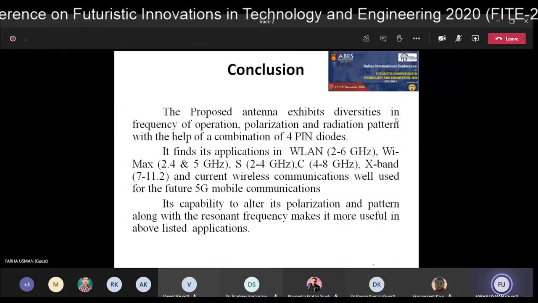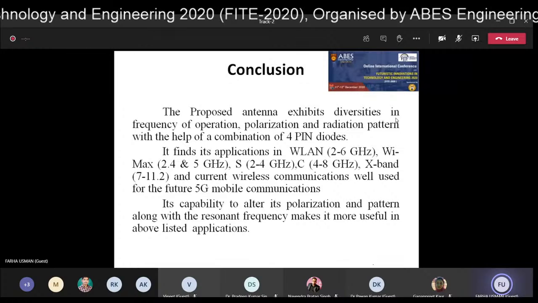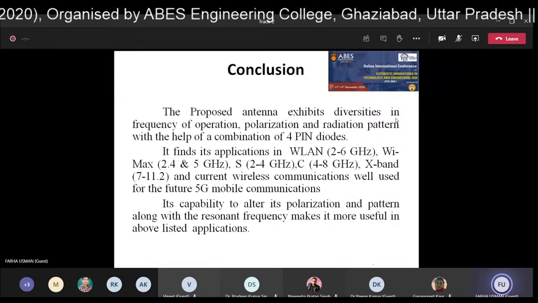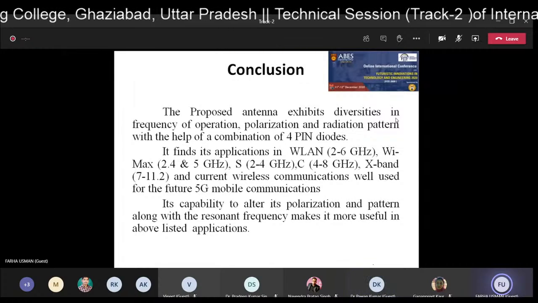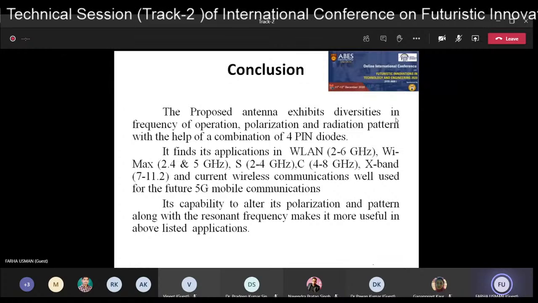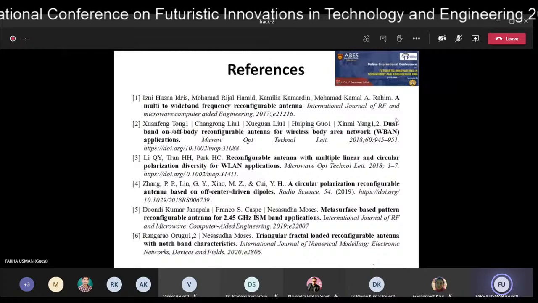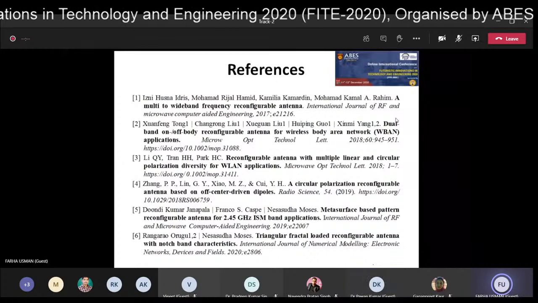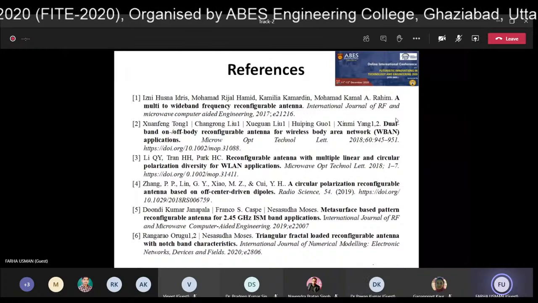Its capability to alter its polarization and pattern along with the resonant frequency makes it more useful in these above listed applications. Here is a list of references which I have used, and I've compared the proposed design with these antennas.